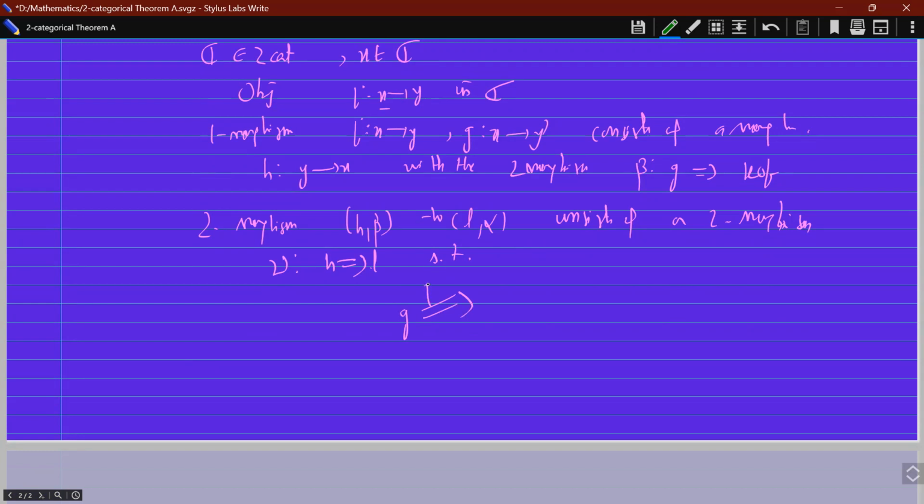So this is my beta, which goes to H composed with F. I'll call this H. This map is H composite, and so we have defined alpha. It goes to the composite, and so this commutes.